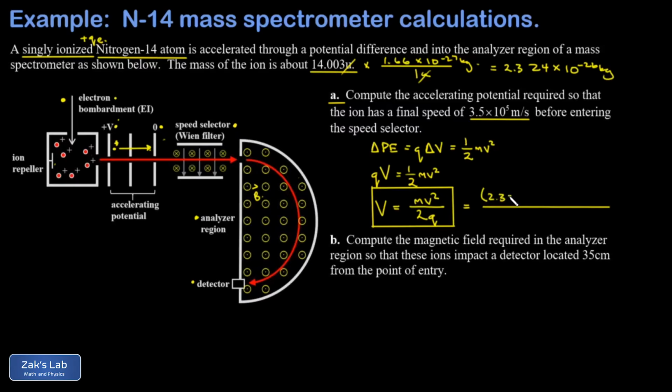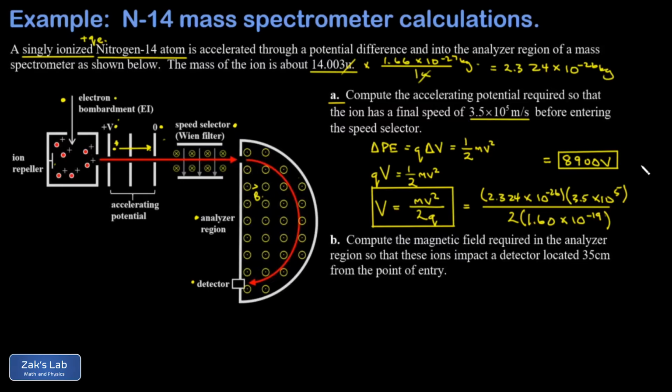I put that mass in there, 2.324 times 10 to the negative 26. The speed of our particle beam is 3.5 times 10 to the 5th meters per second. And then the charge on these singly ionized nitrogen-14 atoms is 1.60 times 10 to the negative 19 coulombs. When I run the numbers on this and round to 3 significant digits, I get 8,900 volts.